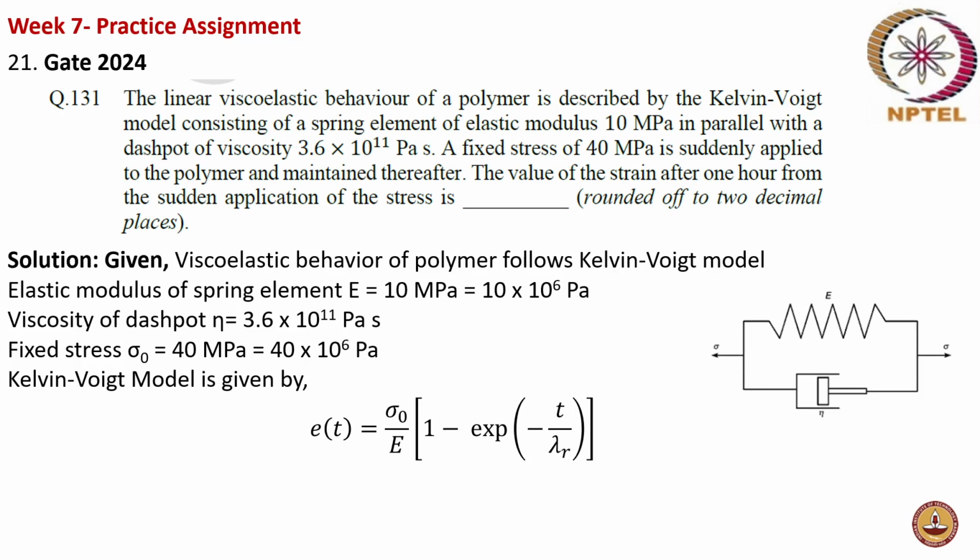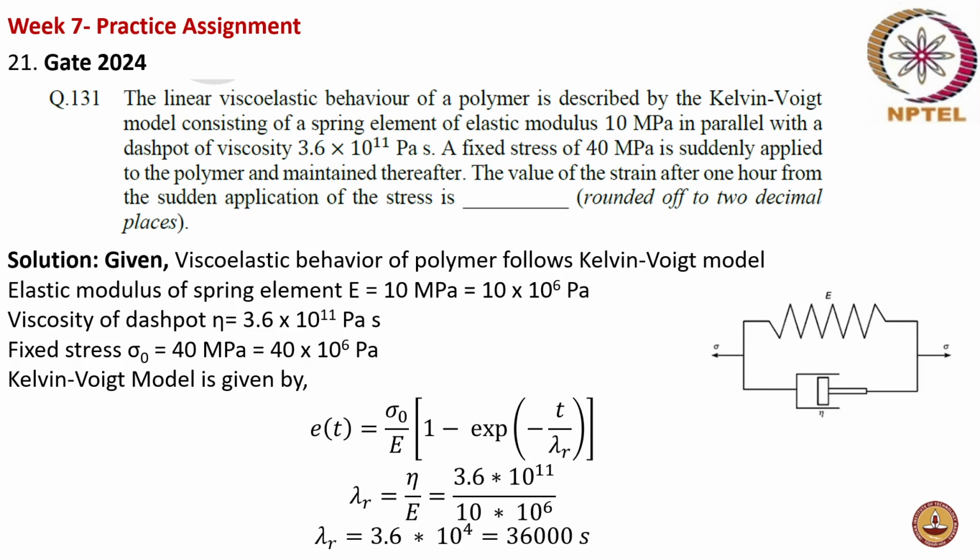where epsilon is your strain at time t, sigma naught is your constant stress, E is the elastic modulus of the spring element, t is actual time and tau r is your retardation time. Your retardation time can be obtained as the ratio of the viscosity of the dashpot divided by the modulus of the spring element, so eta by E. So eta is 3.6 into 10 power 11 and E is 10 into 10 power 6 pascals. This gives your retardation time as 3.6 into 10 power 4 seconds, that is 36,000 seconds.